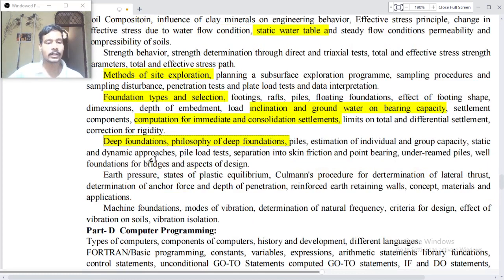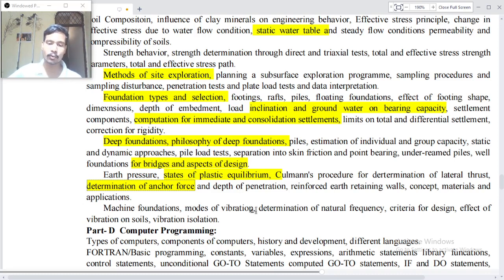static and dynamic approach for piles, load test, negative skin friction and point bearing, underreamed piles, well foundation for bridges and aspects of design, earth pressure, state of plastic equilibrium, and Coulomb's procedures for determination of lateral thrust, determination of anchor force and depth of penetration, reinforced earth retaining walls, concept, material and application.